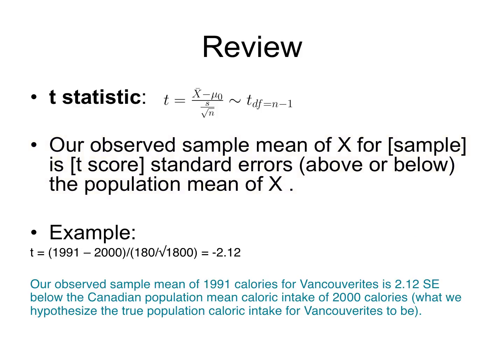It's also important that you relate your interpretations to the context of the question or the example. So please try to be clear about the groups that are being compared and also whether or not you're referring to the sample mean or the true population mean in your interpretations. An example interpretation would be: our observed sample mean of 1991 calories for Vancouverites is 2.12 standard errors below the Canadian population mean caloric intake of 2,000 calories, which is what we hypothesize the true population caloric intake for Vancouverites to be.